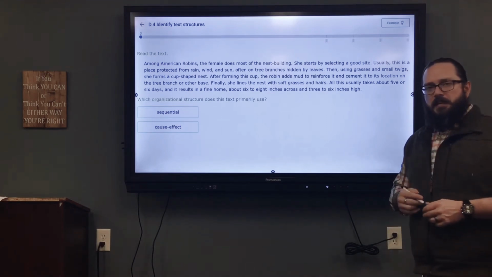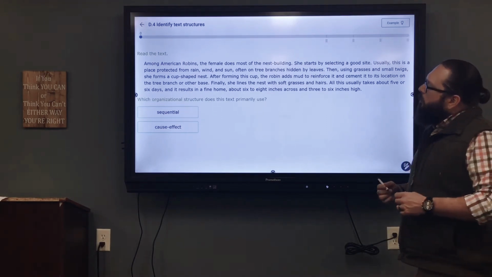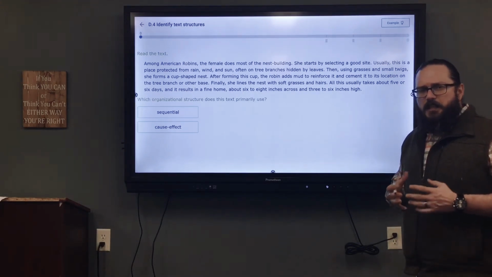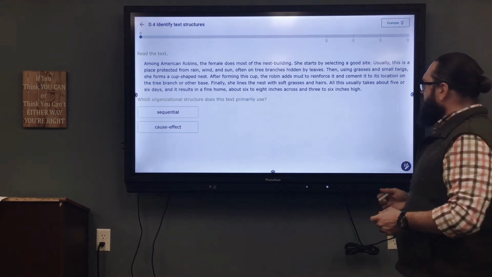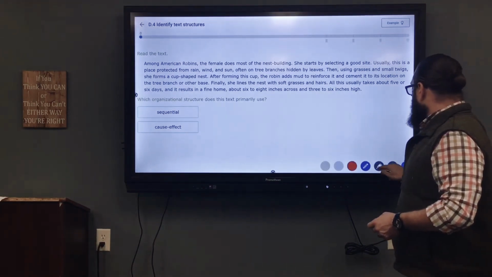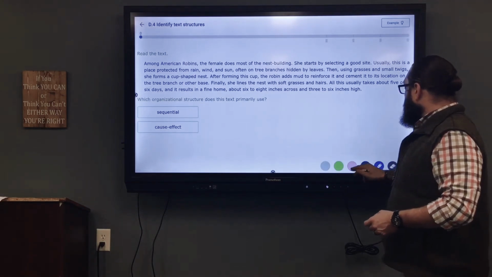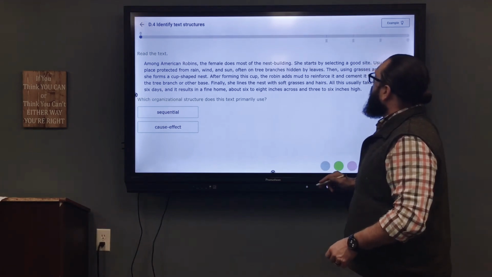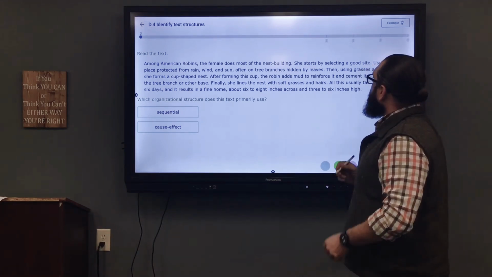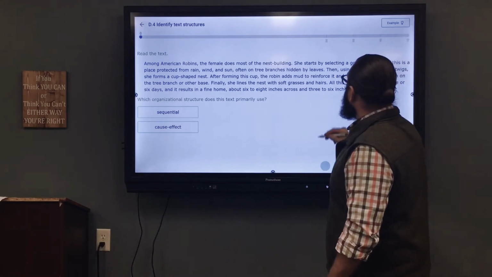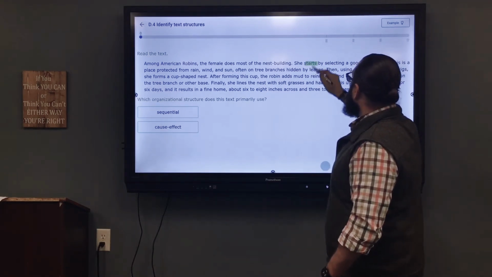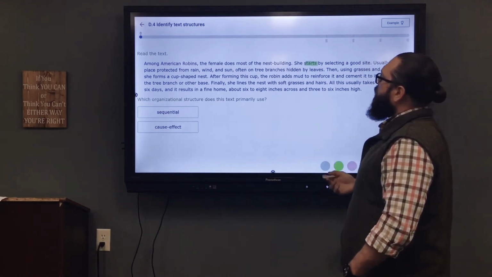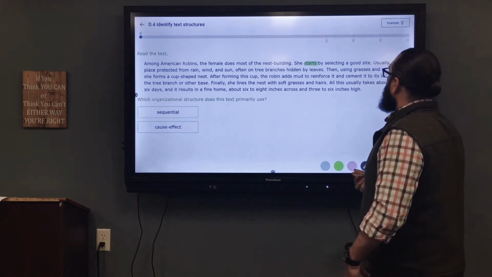So what structure is being used? Well, the way that we can determine this is by seeing if there are any specific signal words that are being used. So when we look, we get to the second sentence. It says she starts by selecting a good site. Okay, so we want to focus in on the word starts. Usually this is a place protected from rain, wind, and sun, etc.